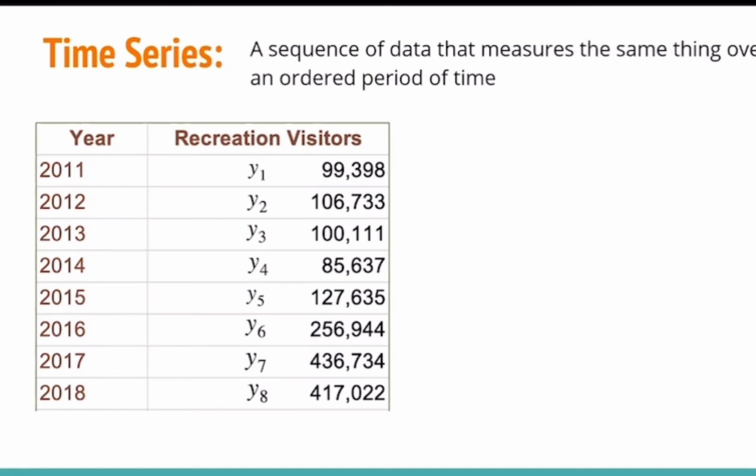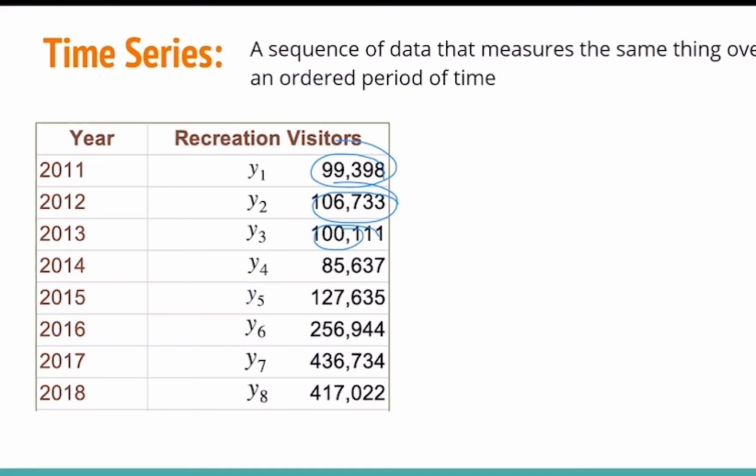Of course, initially, I think I defined a time series as a sequence of data that measures the same thing over time, and the time is ordered. In 2011, the number here represents the number of visitors. In 2012, that still represents the number of visitors. So we are measuring the same thing over time.